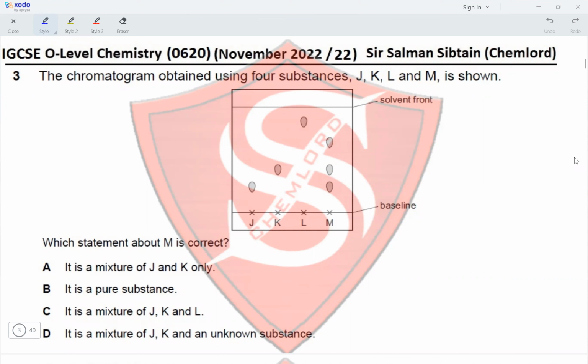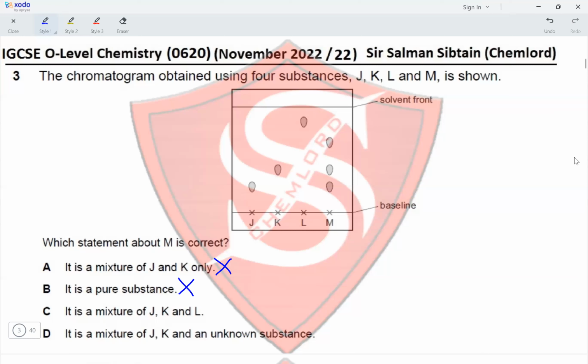This is seen from the chromatogram. It is a mixture of J and K only. No, it contains J and K, but also something else which is not L. It is a pure substance. No, it is a mixture of three different substances.